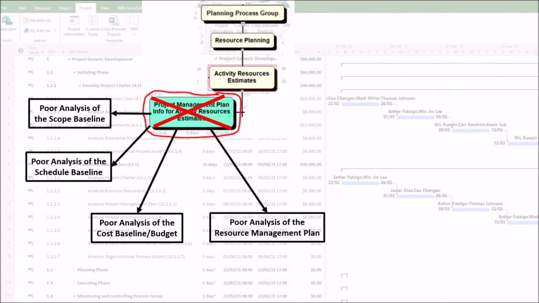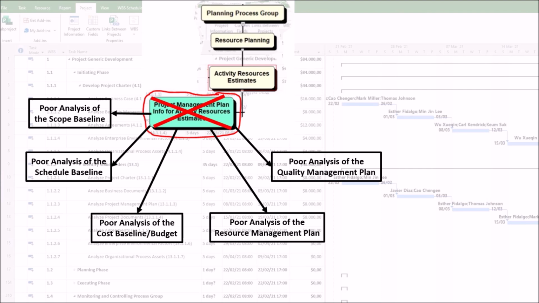4. Poor analysis of the resource management plan. The problem here is that the estimates are inconsistent and unactionable. And this manifests itself in the following ways. First, without analyzing the predefined estimation methods, one team lead might estimate in person hours, while another estimates in person days, creating a chaotic and unreliable overall project estimate. Second, ignoring the resource calendars means you might estimate work for a team that is planned to be on vacation or for equipment that is already booked on another project. The estimate looks good on paper but is impossible to execute.